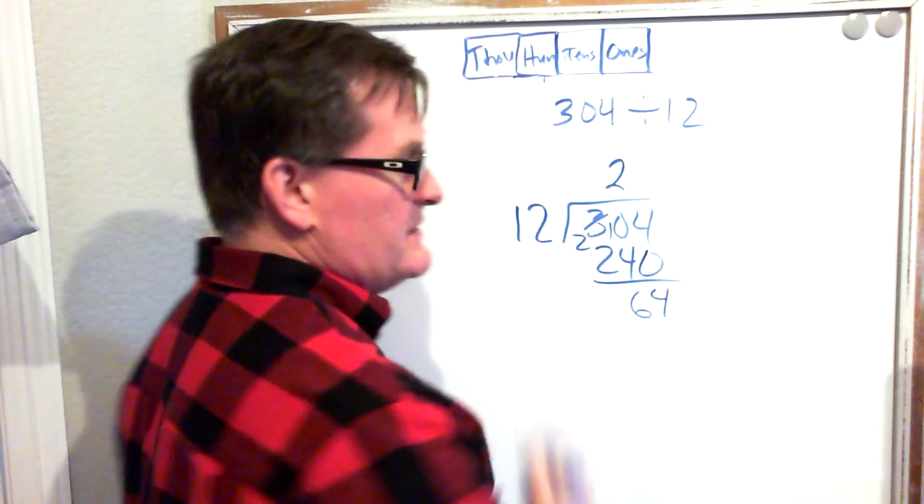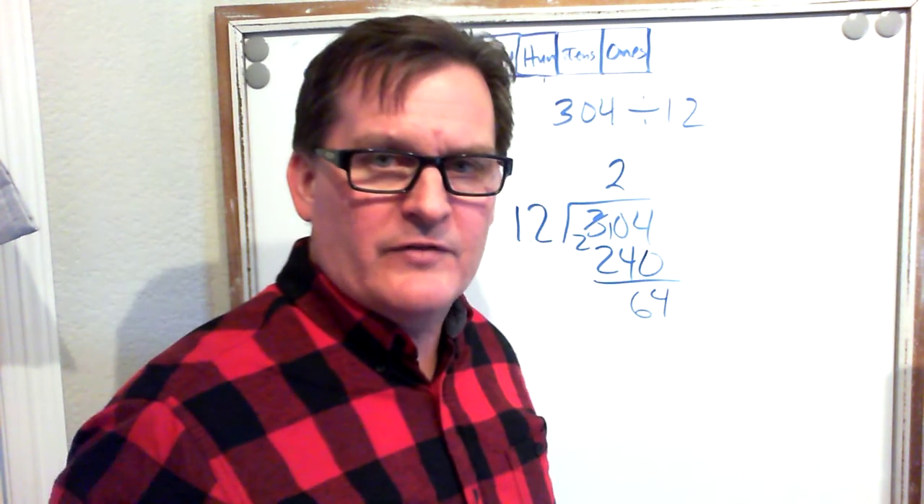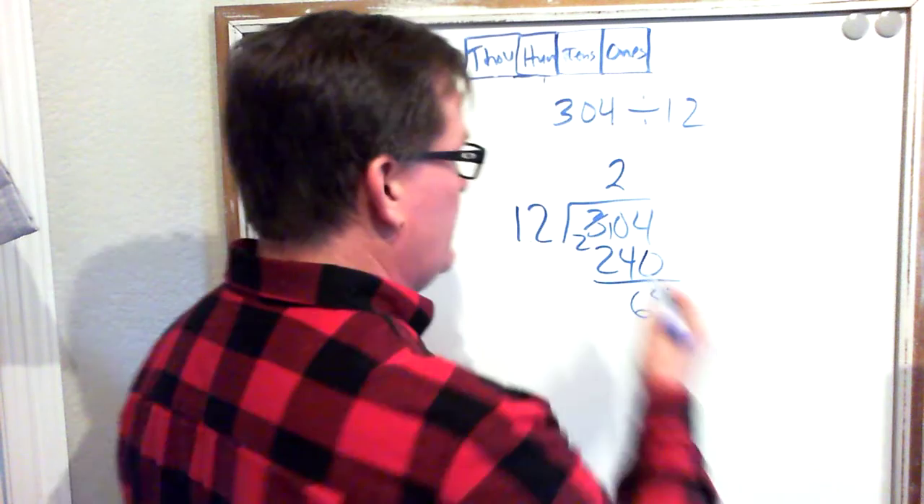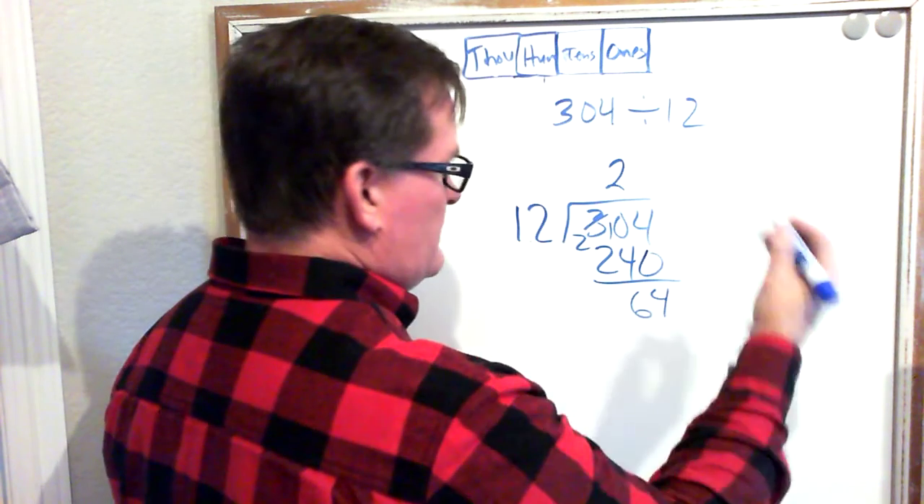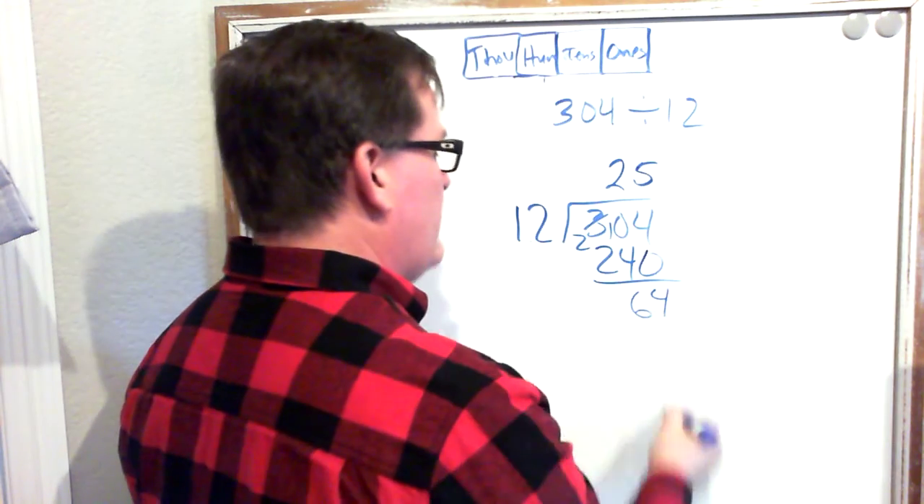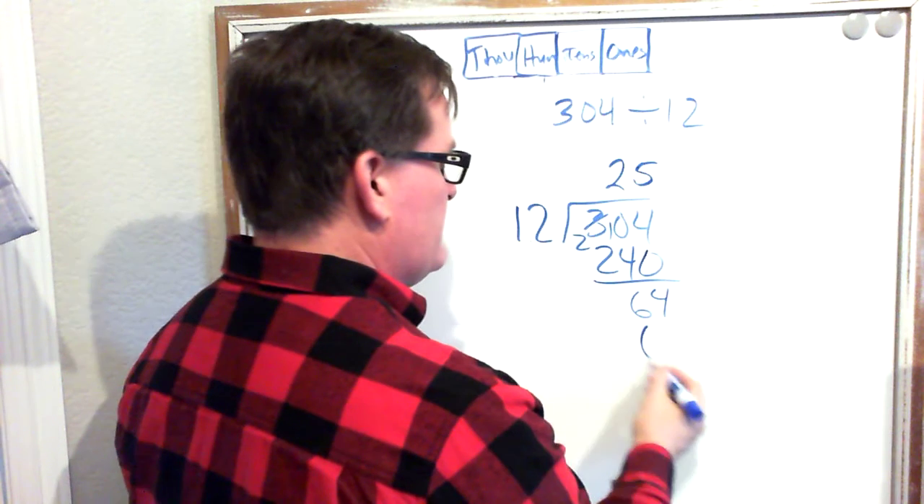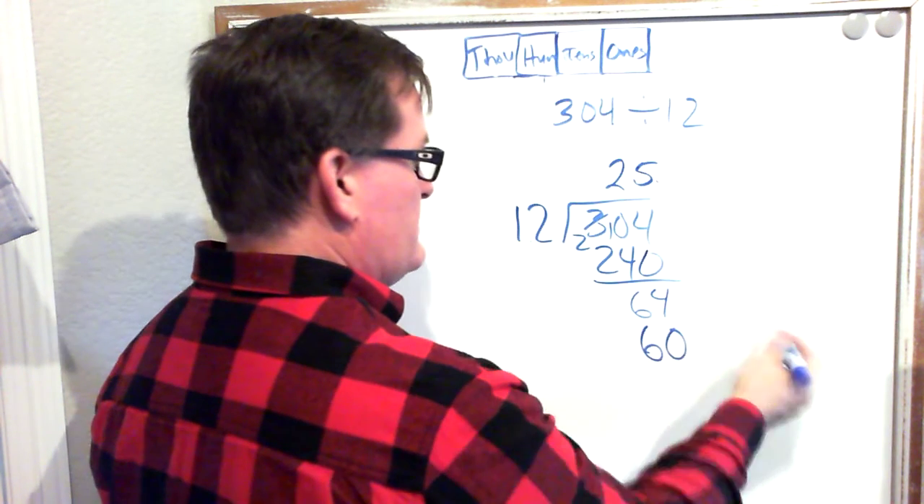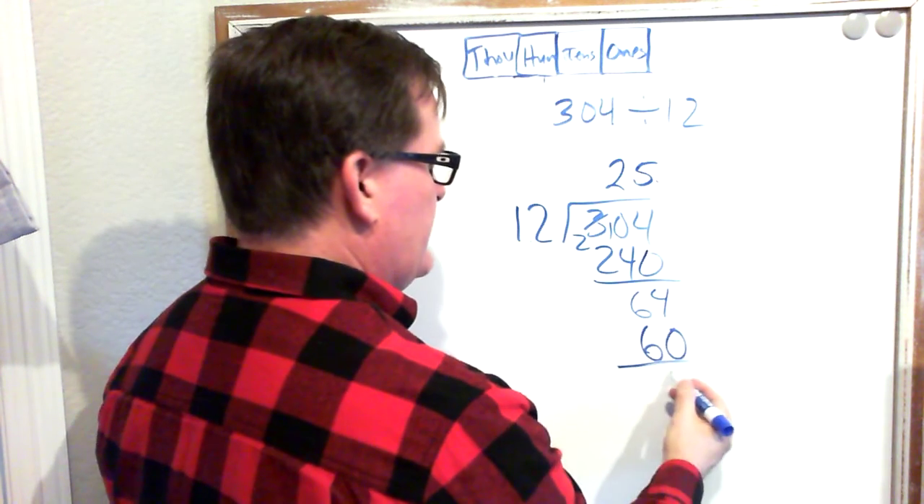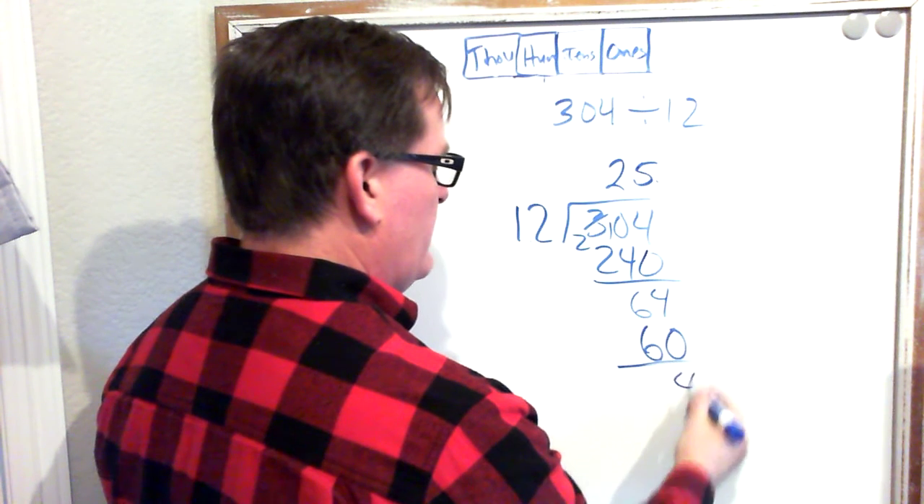Will 12 go into 6? Of course not. And again, hopefully they've stopped asking themselves that question by now. Will 12 go into 64? Yes, it will. It'll go, searching my facts, 5 times without going over. So 12 times 5 is 60. It's in the ones place, so that works. There's no zeros to add. Taking 0 from 4, we end up with 4.